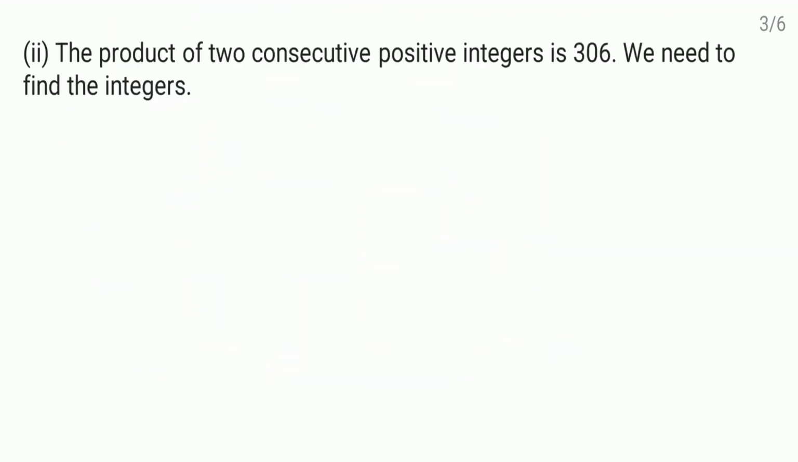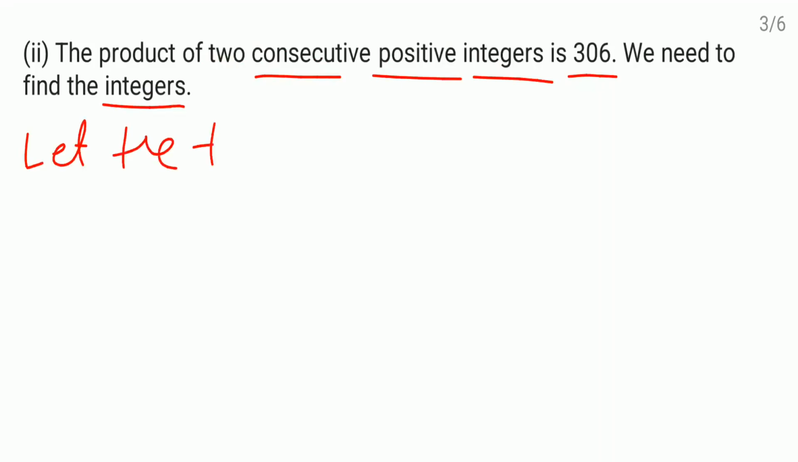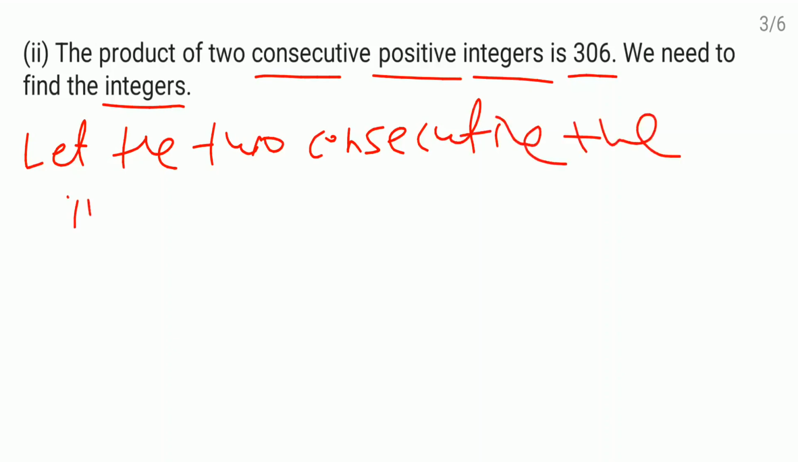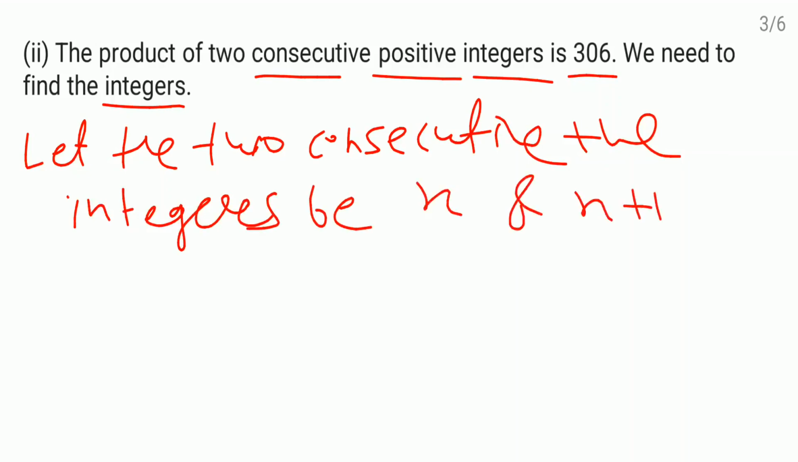The product of two consecutive positive integers is 306. Here we need to find the integers. So let the consecutive positive integers be, here I'll write down, let the two consecutive positive integers be x and x plus 1.